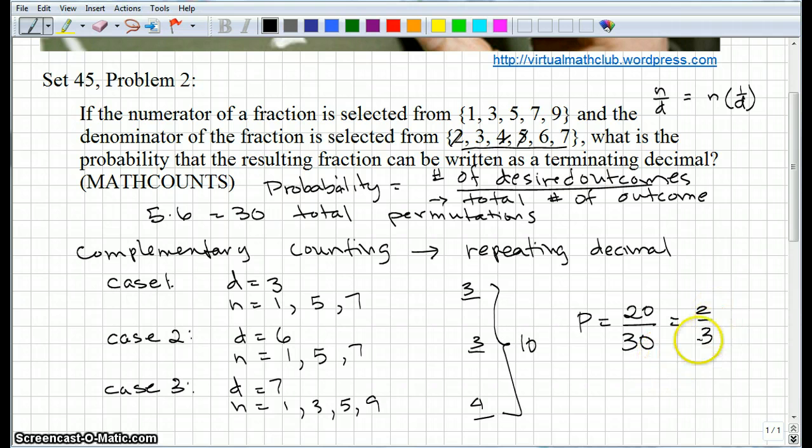Hey, that's a repeating decimal. That's like 66.7%. So that's our answer. The probability is 2/3, or about 66.7, or 66.6 with a bar over it. Maybe I should have written it like that, that's a repeating decimal. So about 66.7 or 67% are going to be terminating decimals. So there you go.